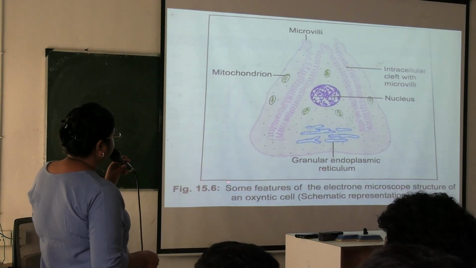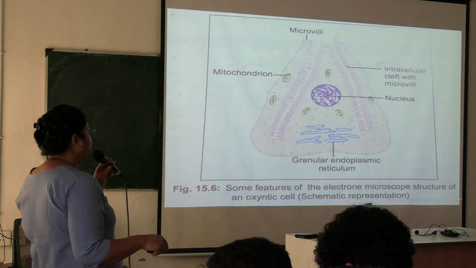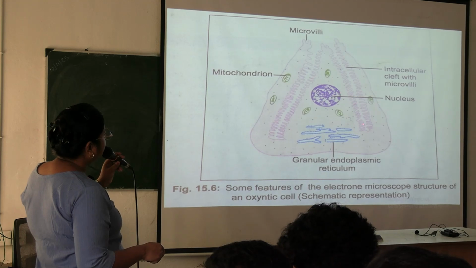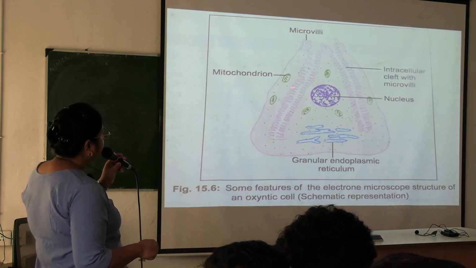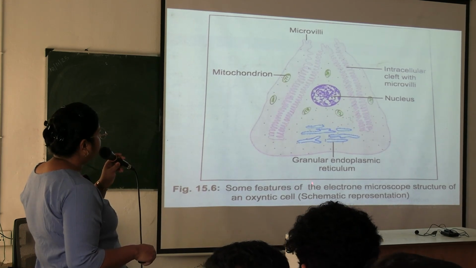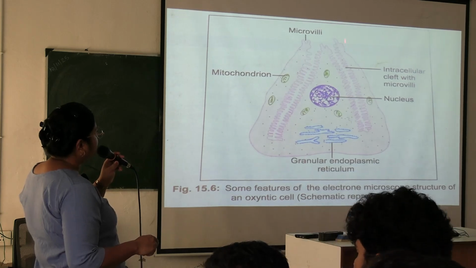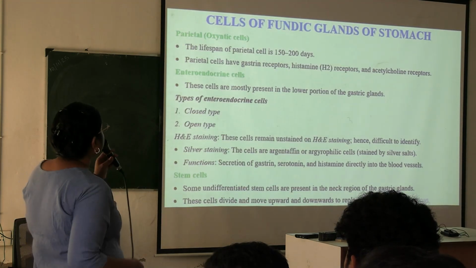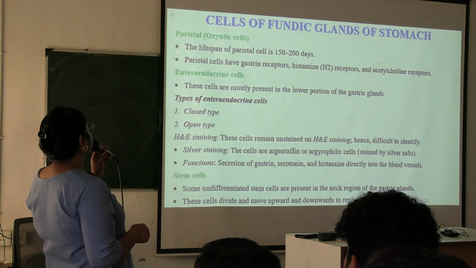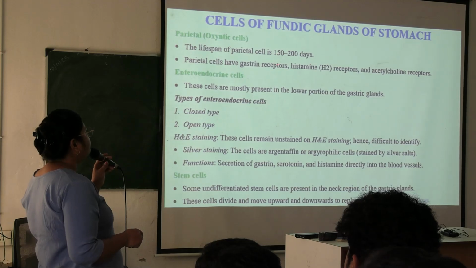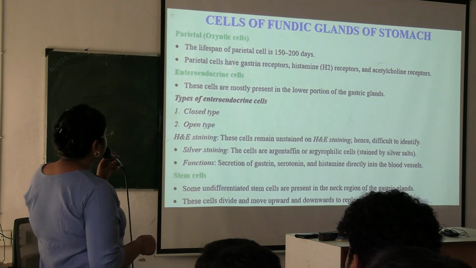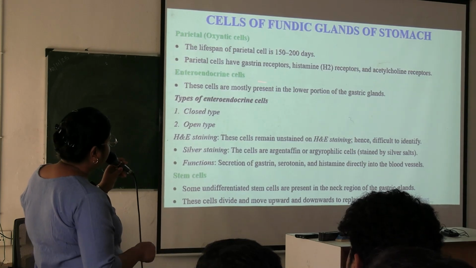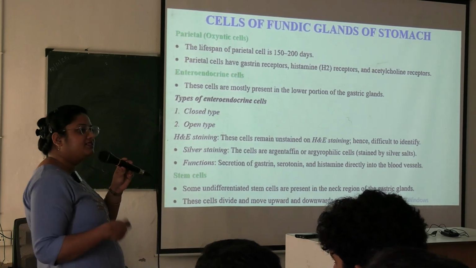This is the ultrastructure, some features of the electron microscopic structure of the oxyntic or parietal cell. Intracellular cleft with microvilli, nucleus, mitochondria, and granular endoplasmic reticulum, triangular cells with some microvilli. Parietal or oxyntic cells have a lifespan of 150 to 200 days, and they have gastrin receptors, histamine receptors, and acetylcholine receptors. These hormones further control HCl secretion.